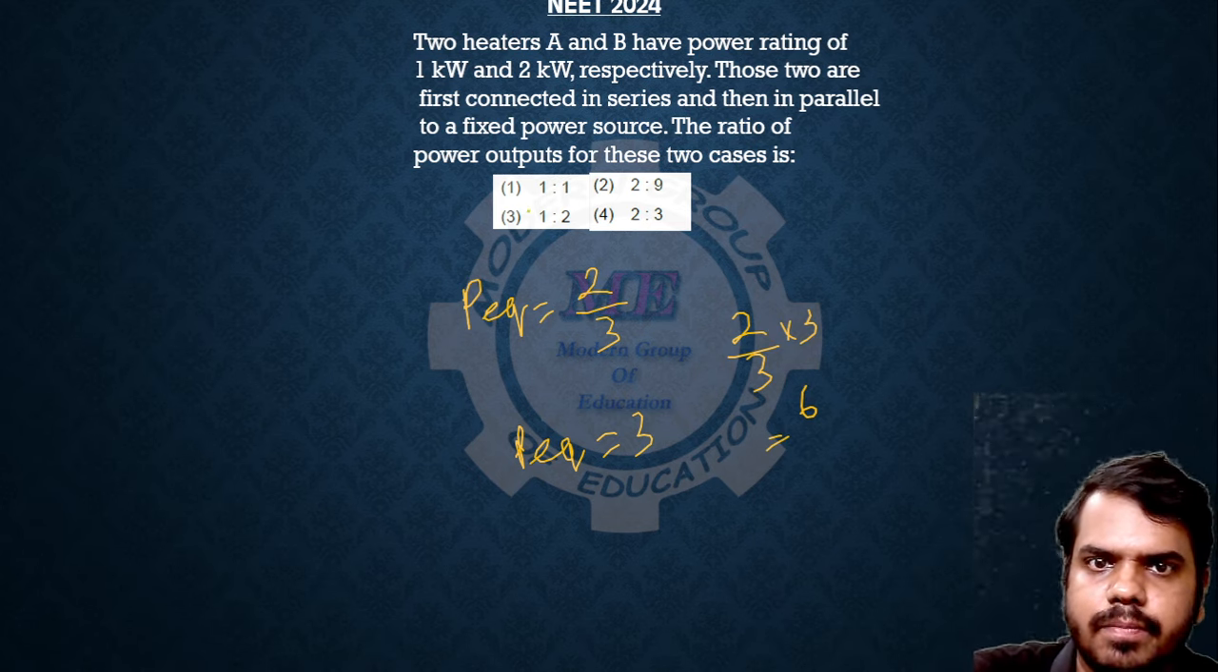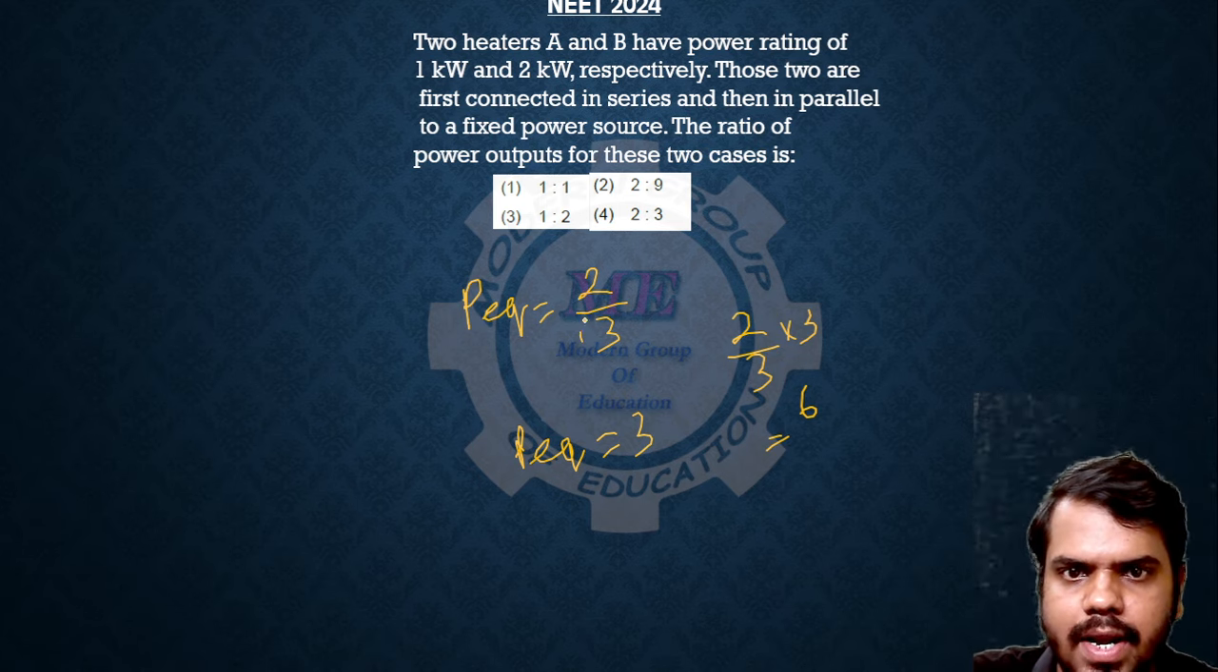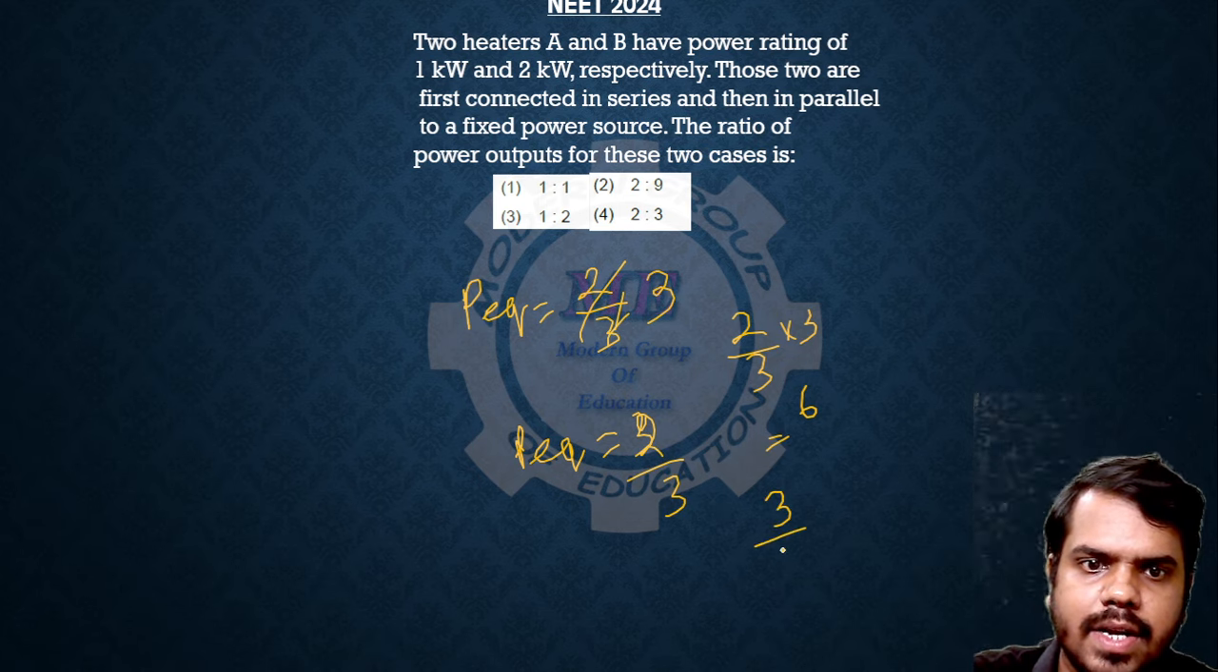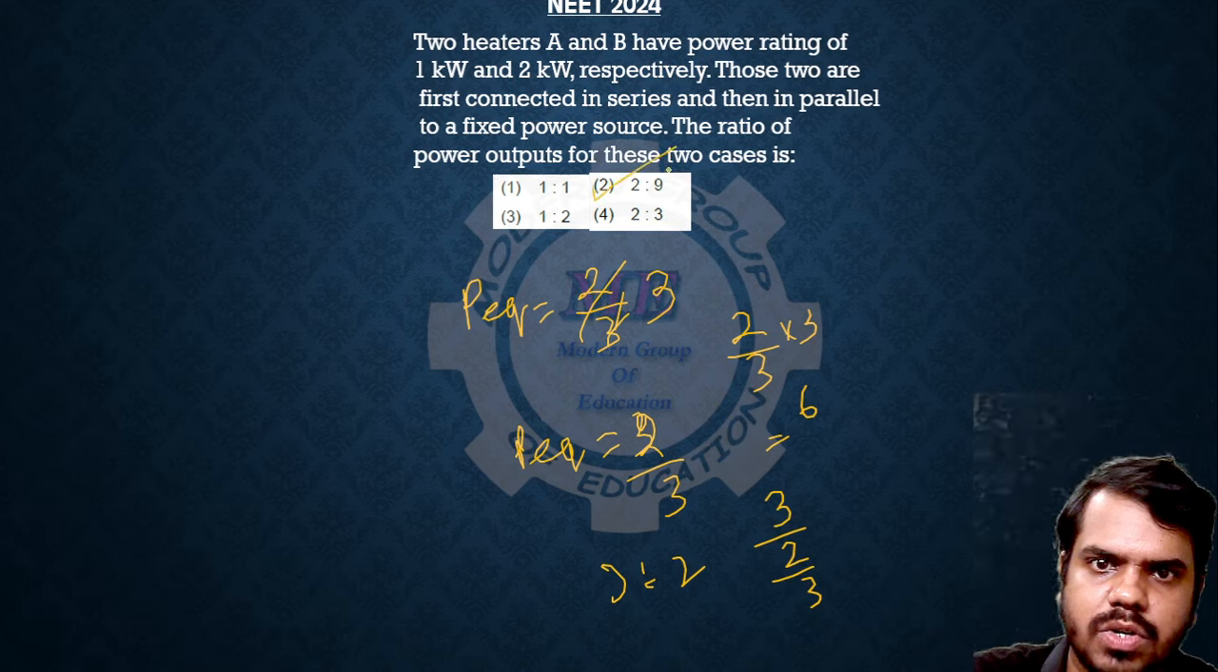Okay, parallel by series. So in parallel you will get 3, and in series 2 by 3. That means 3 by 2 by 3. That is 9 is to 2. 2 is to 9 is the answer. Option 2. Okay.